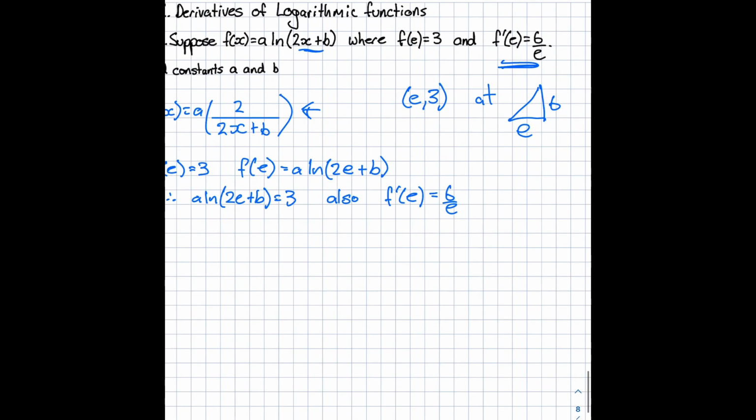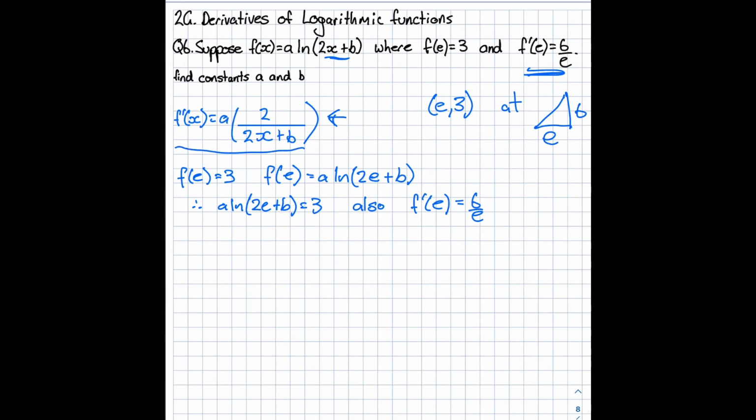And then if I put e in this equation up here, I've got f dash of e equals, let's simplify this a little bit, get rid of some of these brackets, we've got 2a over 2e plus b, and that's going to equal 6 over e. So therefore, 2a over 2e plus b equals 6 over e.